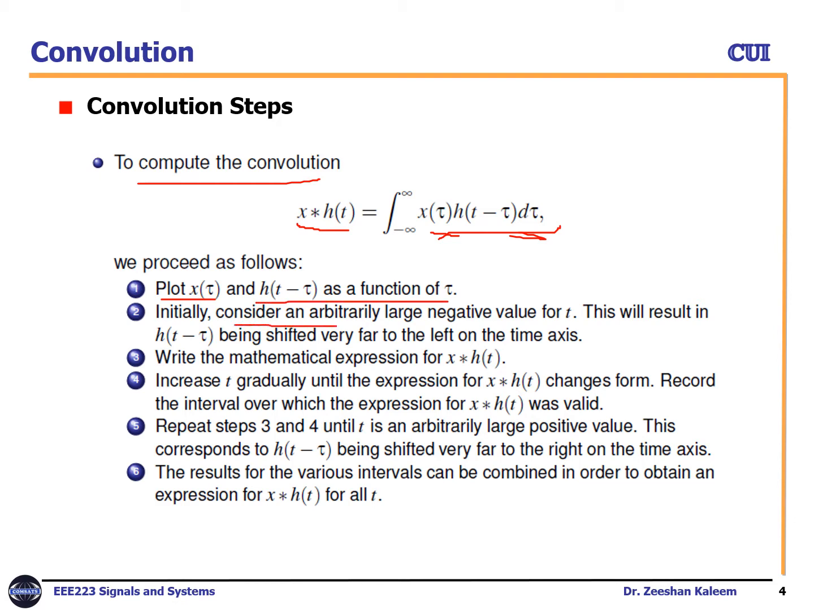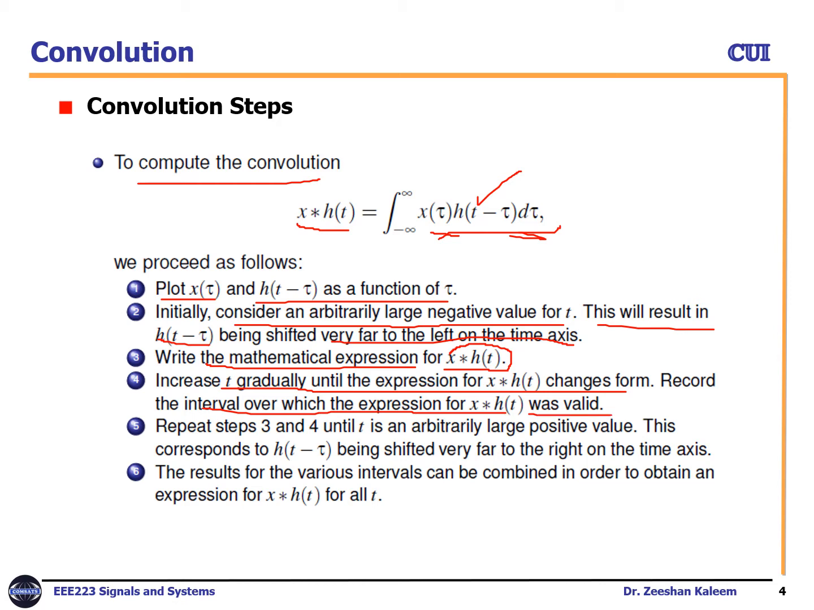Initially consider an arbitrary large negative value of t. This value of t should be considered too large, so that it results in h(t minus tau) being shifted very far to the left on the time axis so that they don't overlap each other. Then we will write the mathematical expression for x convolve h(t), and then increase t gradually until the expression for x * h changes its form. So record the interval over which the expression was valid.